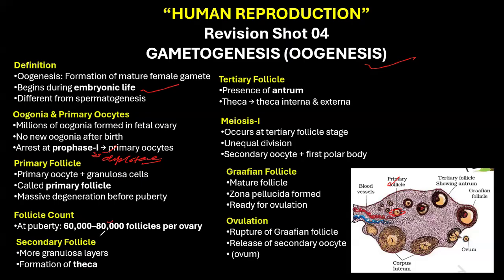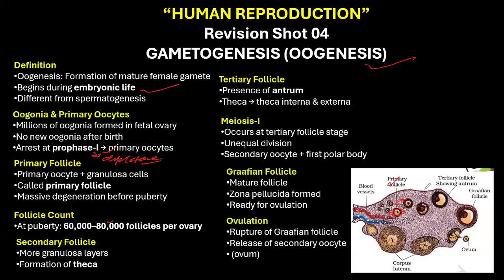Now let us talk about follicular development. The primary follicle gets converted into the secondary follicle. So what happens in the primary follicle is that more and more granulosa cells will be added and one membrane, theca, will be added. So this is the transition from primary follicle to secondary follicle.